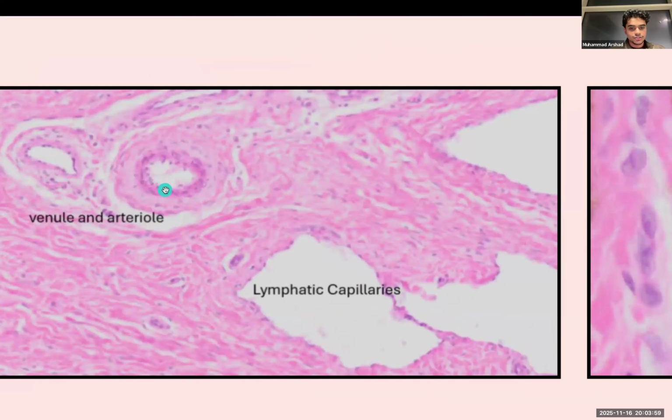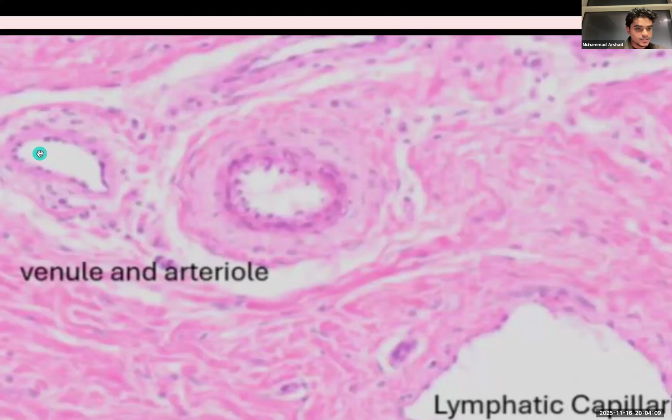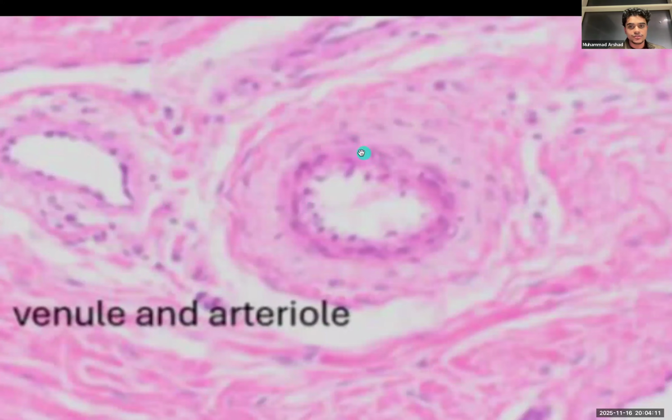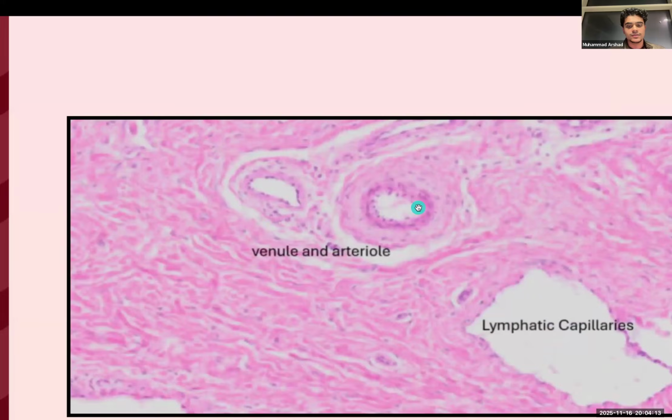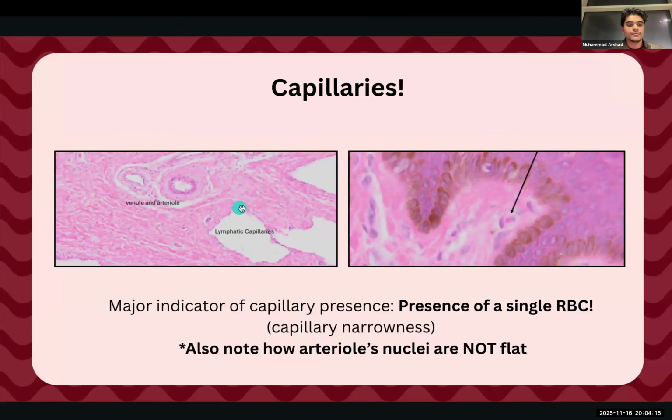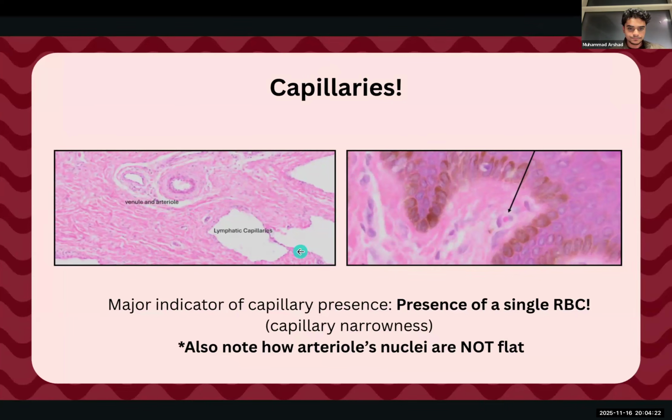The nuclei of an arteriole, and I'll show you a better image in a bit. But you can see that the nuclei of these capillaries are very flat, right? So the venule's nuclei are extremely flat, whereas the arteriole's are not all that flat. That's something that indicates you're looking at an arteriole. You should also know that lymphatic capillaries are significantly wider than venules and arterioles.